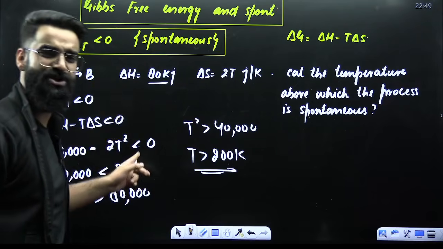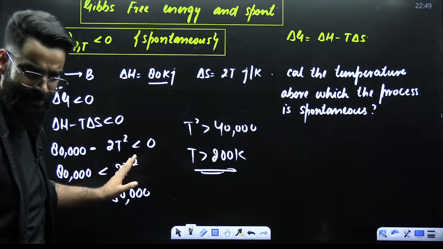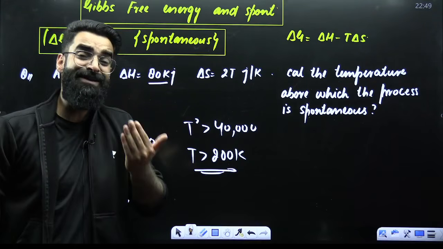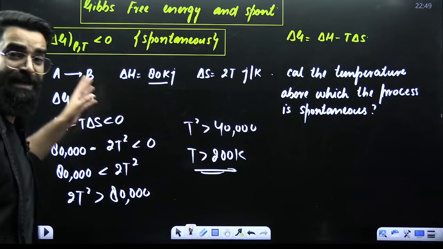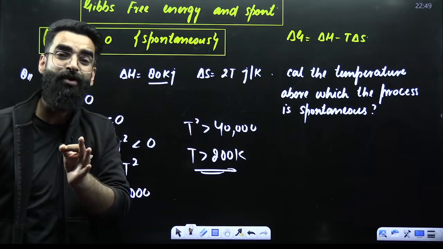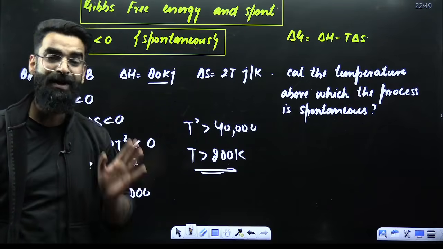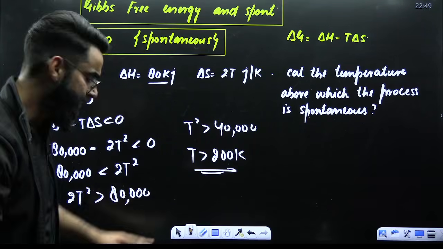This is a short question which is almost asked every year in your examination, where you have to check the temperature above or below which the reaction is going to be spontaneous. And you should know, for any process to be spontaneous, delta G for the system has to be negative at constant pressure and temperature. That's all, right?